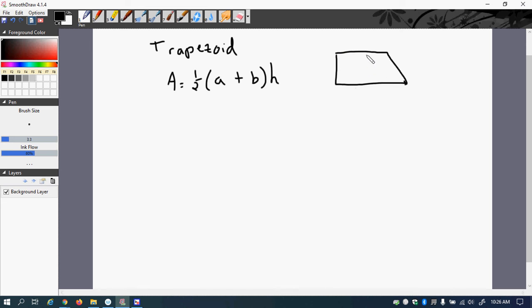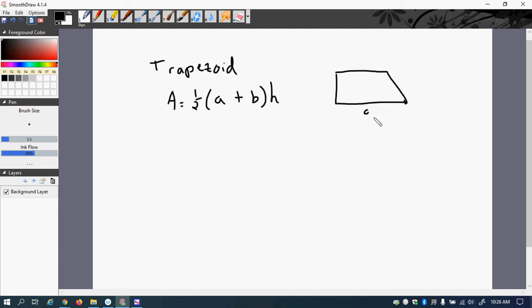This could be the base, this part right down here. This is a base, and then this length here is another base, and then we have our height, which is right here. We need to know all three of these in order to calculate the area of a trapezoid. So if this base was 6 inches, and this base was 3 inches, and the height was, let's say, 2 inches.